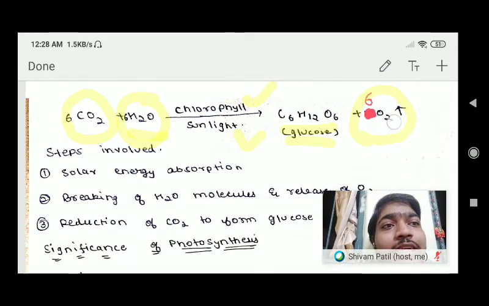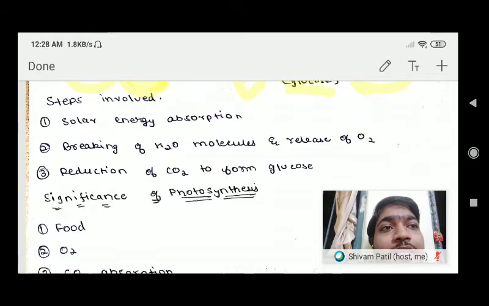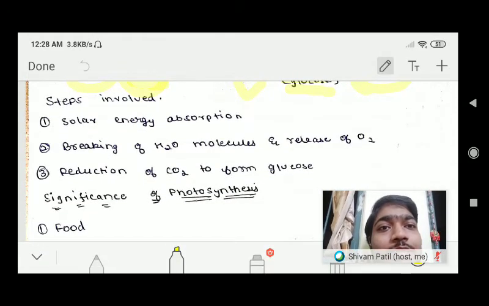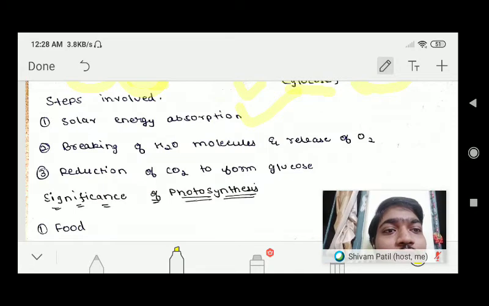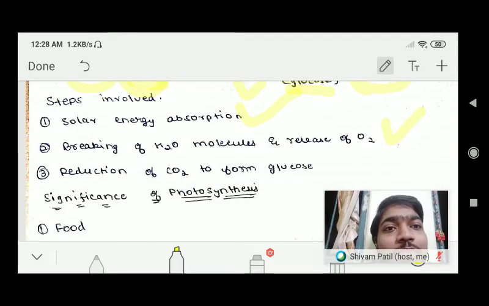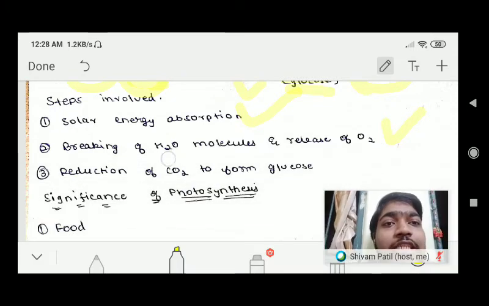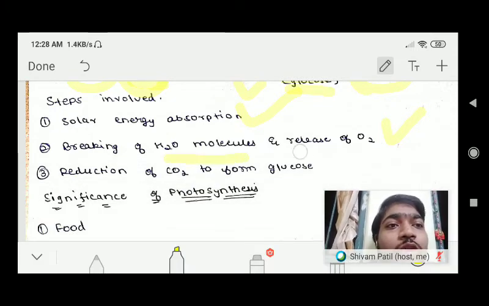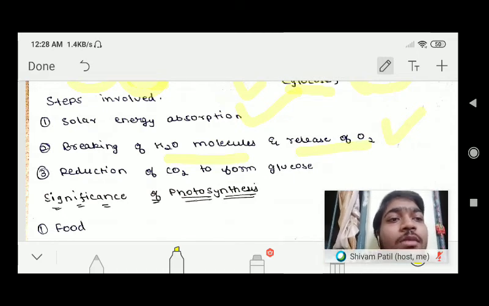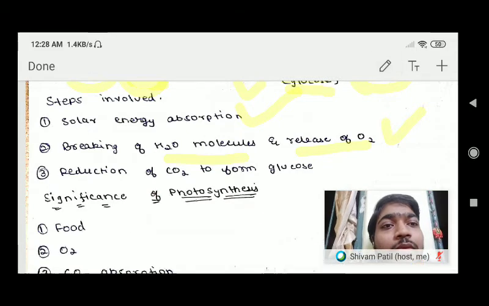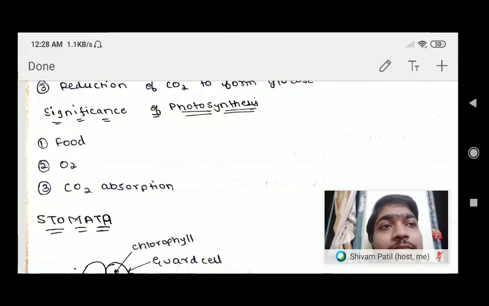Now, what are steps involved in this process? So, three steps are involved in this process. First one is the solar energy absorption. Second, breaking of water molecules and release of oxygen. This occurs with the help of the energy, that is solar energy, which is absorbed, and with the help of that energy H2O molecules are broken down to release oxygen, and then reduction of CO2 occurs to form glucose.